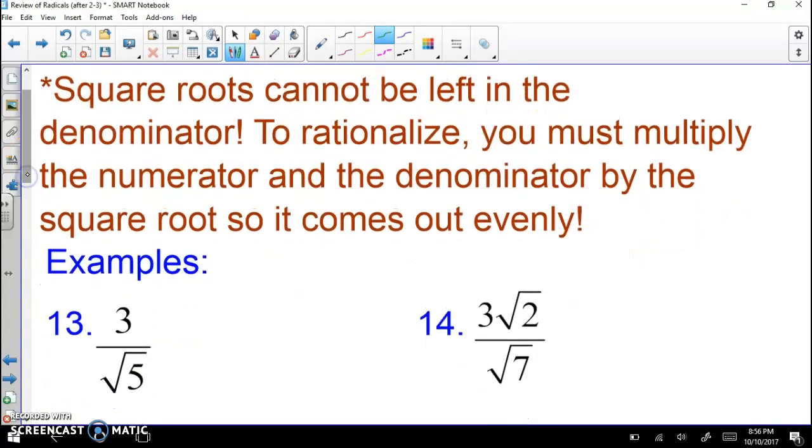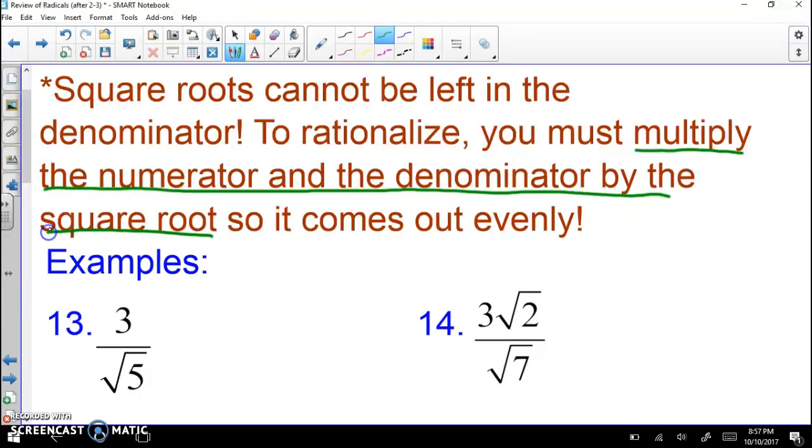We're going to talk about a couple of different examples in this video. If we look at the first example here, we have 3 over the square root of 5. The main point is that it is not okay to leave the square root of 5 in the denominator. So we are going to rationalize. We are going to multiply the numerator and the denominator by the square root. In this example, that means we take both the numerator and the denominator and multiply by the square root of 5.